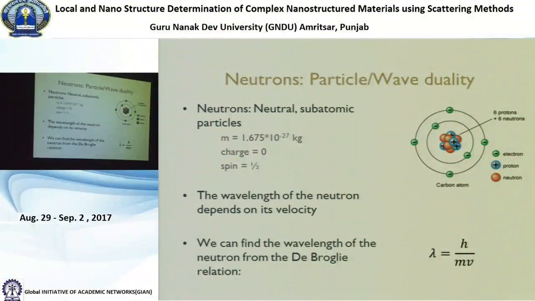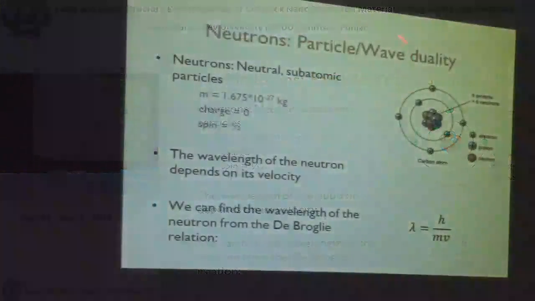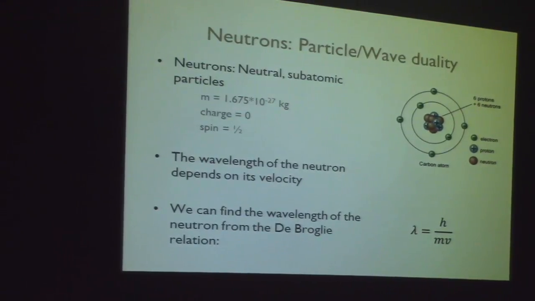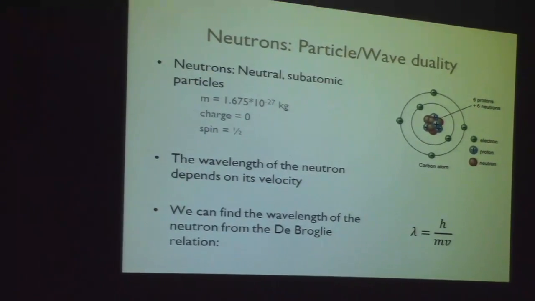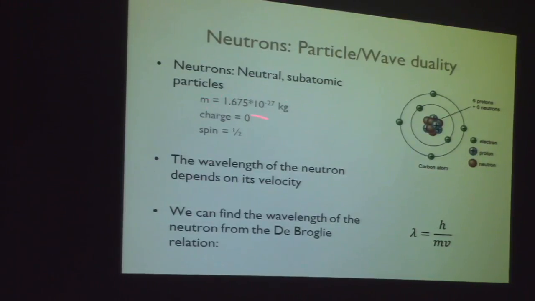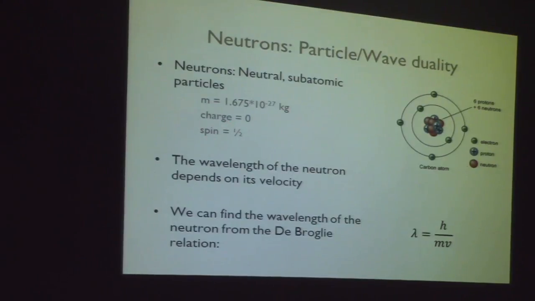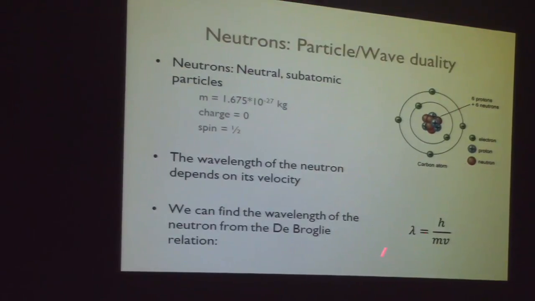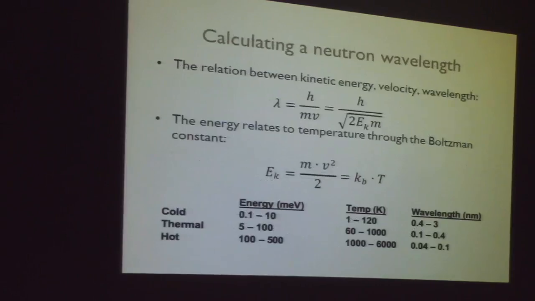So with the advent of quantum mechanics, neutrons are particles, but they have a particle-wave duality. Neutrons will behave like waves even though they're particles, as will all particles. They have a mass. They're not massless like photons. They have no charge, and they have a spin. The wavelength of the neutron depends on its velocity through the de Broglie relation. So h over mv gives you the wavelength of this matter wave.